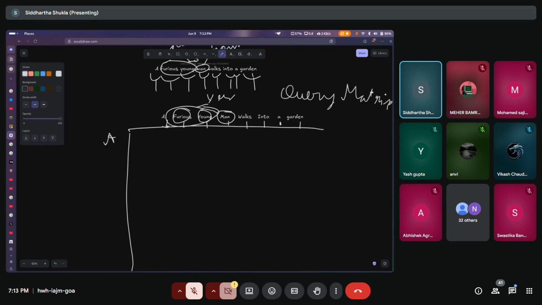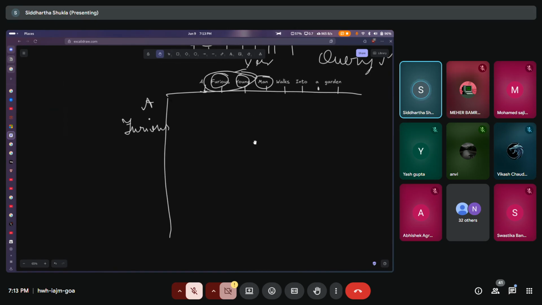Since this is a self-attention layer, keep in mind I'm saying self-attention, this means the key and the query matrix, the key matrix I'm getting to in a bit, are going to contain the same vectors. So this is a self-attention layer, and the key and query matrix are going to contain the same vectors. So a furious young man walks into a garden.